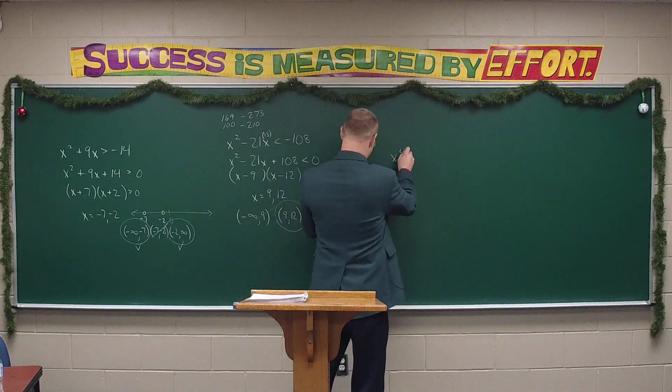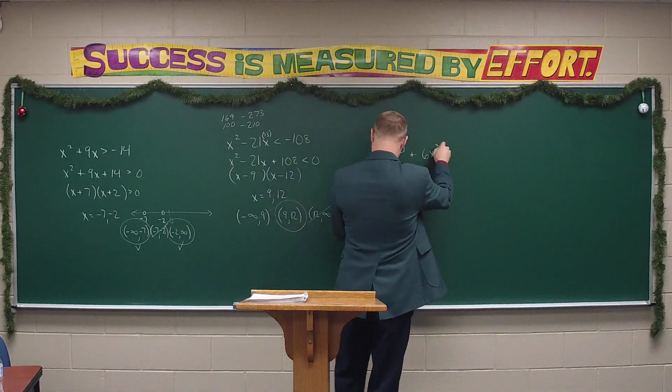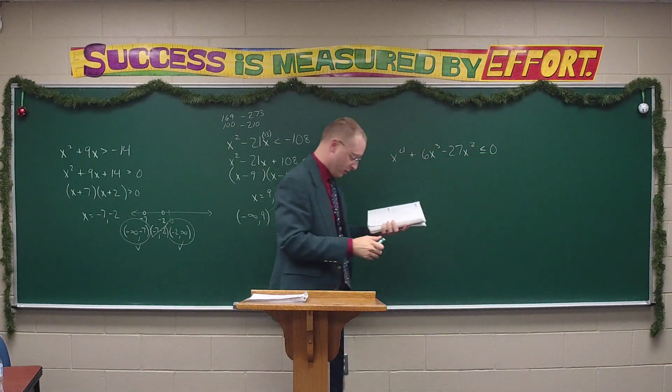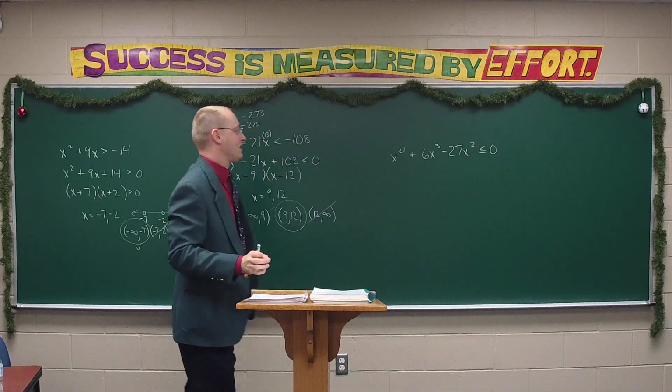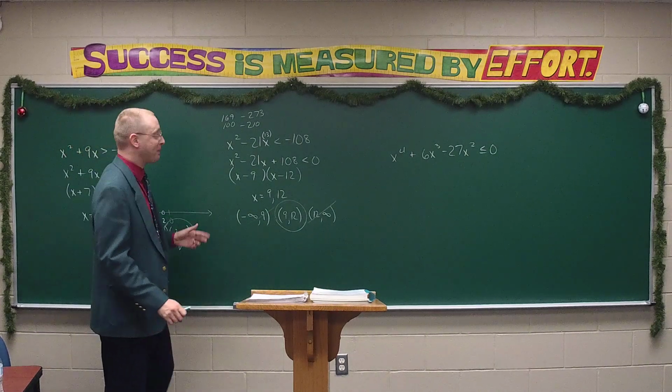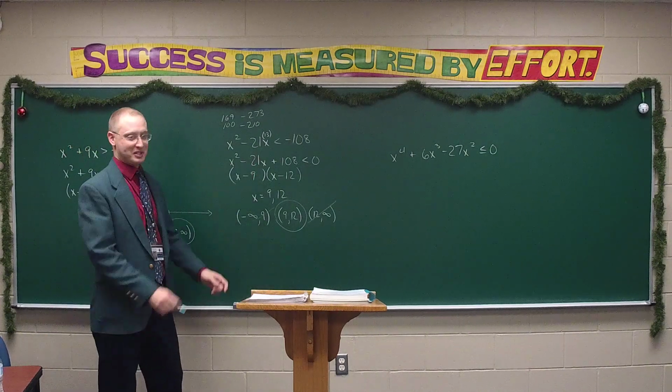We have x to the 4th plus 6x cubed minus 27x squared is less than or equal to 0. I'm not sure how Maddie ended up doing the whole problem. I'm supposed to split that between Maddie and Audrey, but here we go. Audrey, start us off on the next one.